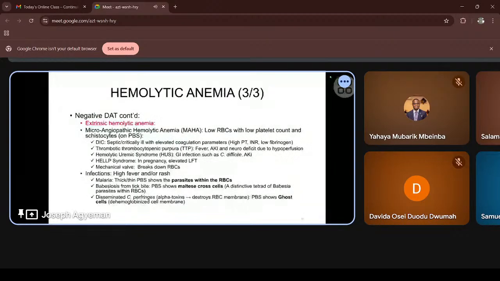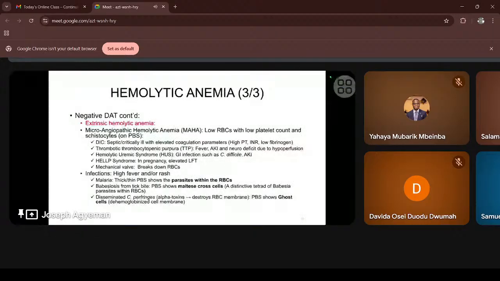What and what can lead to a MAHA? DIC, disseminated intravascular coagulation, can lead to a MAHA. So in situations of sepsis or any critical illness. Please, I'm lost. Can you go over?